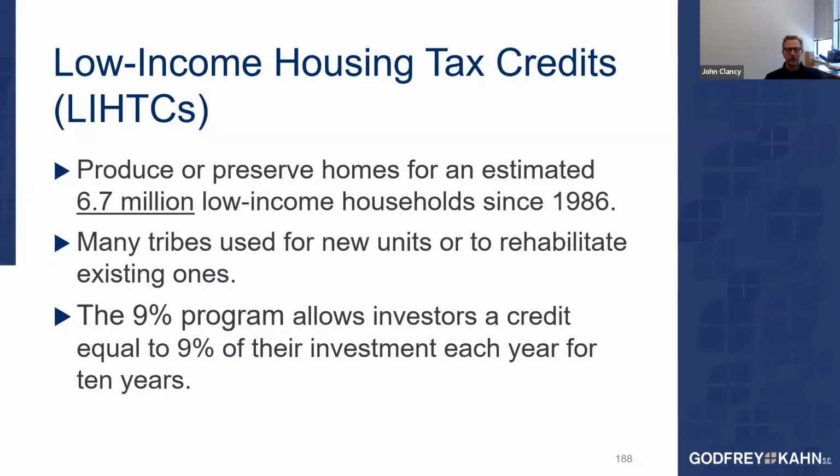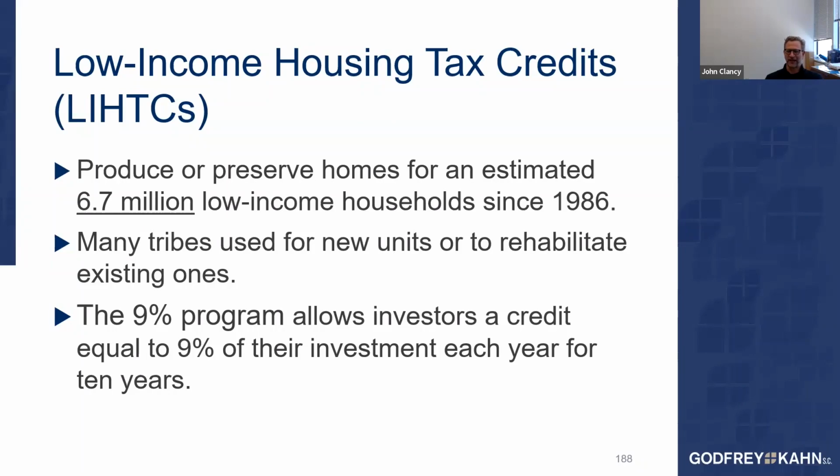And so the 9% program is called the 9% program, or the competitive program, because it provides a 9% tax credit to tax investors who invest in low-income housing projects. They get 9% of their investment back as a tax credit each year for 10 years. So it's very significant, the funding. It's really a 90% tax credit when you think about it, 10 years of 9% tax credits.